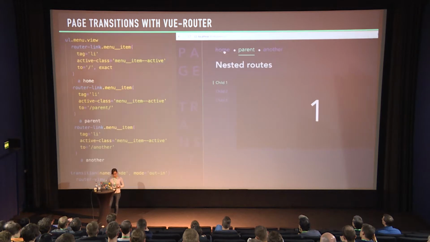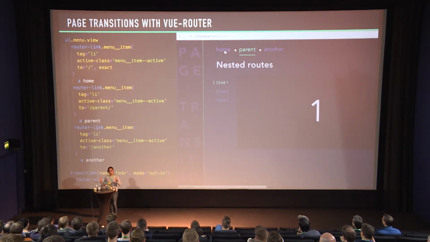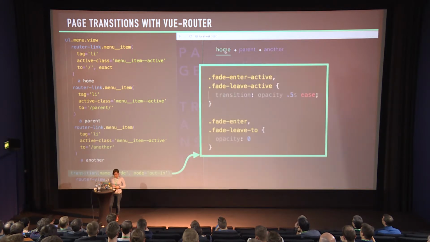To do that is super simple. The only thing that you have to do is place the router view inside of the transition tag. Then the same rules of naming and following the naming convention apply here. In this case, it's just a transition that is basically changing the opacity, and it doesn't have any CSS animation attached to it.